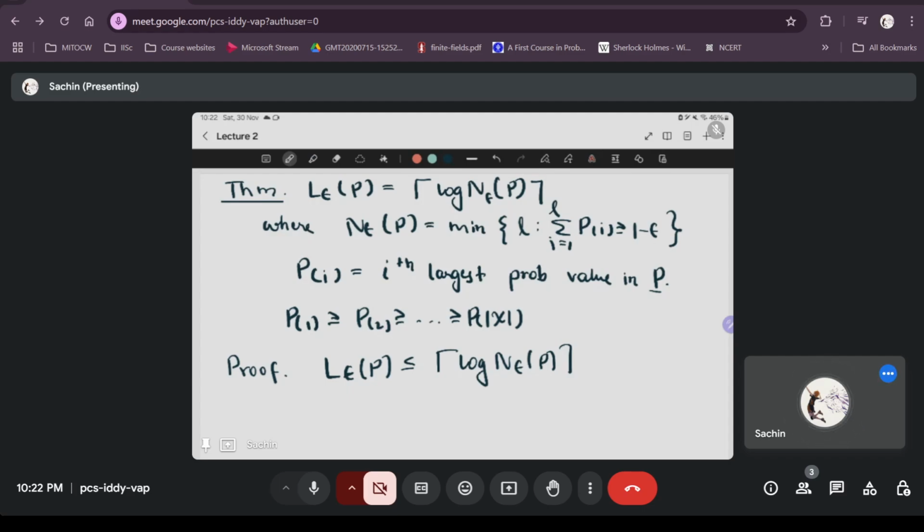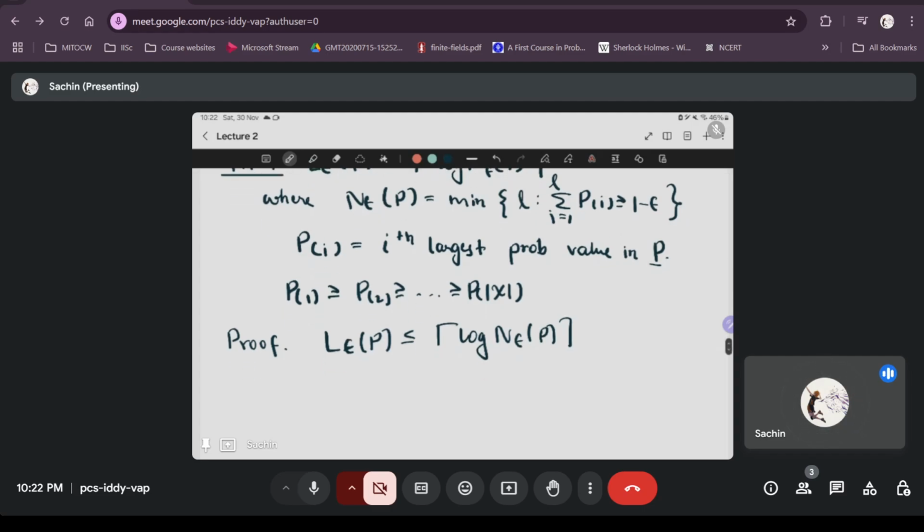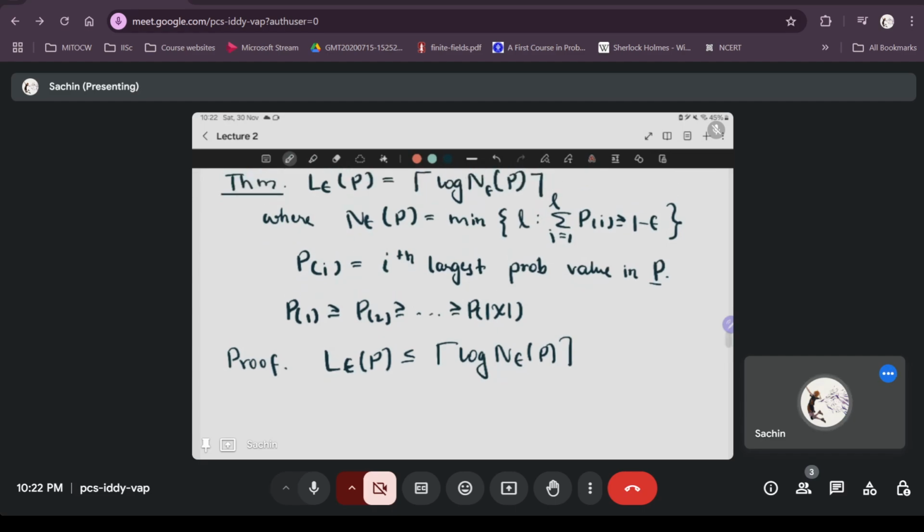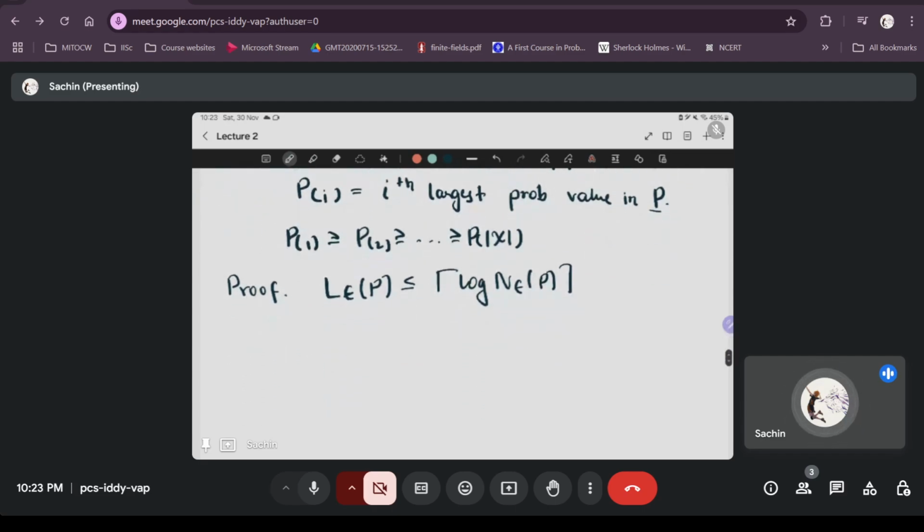So just by this construction, L epsilon of p is less than or equal to ceiling of log n epsilon of p. Now I have to prove the other way also. If I prove that L epsilon of p is greater than or equal to this right side quantity, then that will mean both quantities are equal, and that will prove my theorem. So to prove that, first I take any high probability set. Consider any high probability set that is a subset of the alphabet. Since it's a high probability set, the probability of A is greater than or equal to 1 minus epsilon.